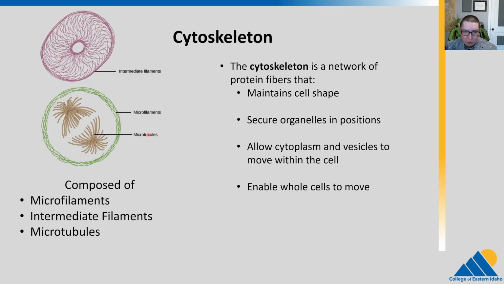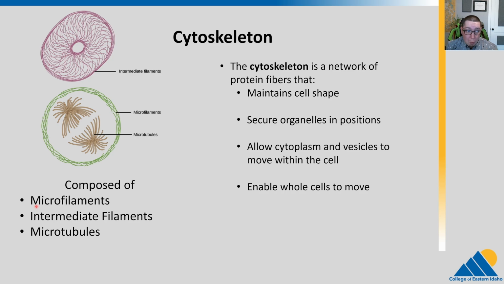So what is the cytoskeleton? Well, it's a network of protein fibers that help the cell maintain its shape, keep organelles in position, allow the cytoplasm itself and vesicles to move around within the cell, and in some cells, it enables the whole cell to move. The protein fibers that are in here are grouped based on size and composition. We're not going to get too deep into it, but I do want you to have heard of these things. Many of them are very important and ubiquitous throughout life, so they often get referenced.